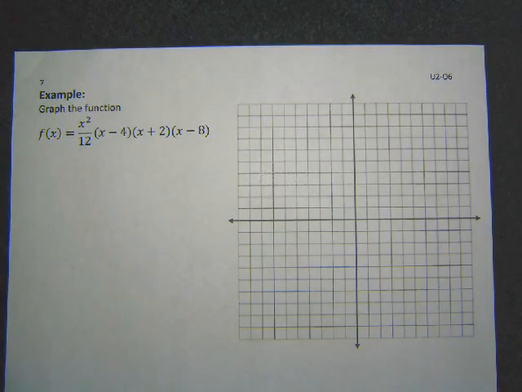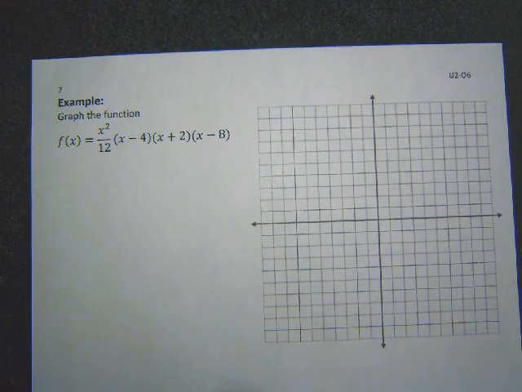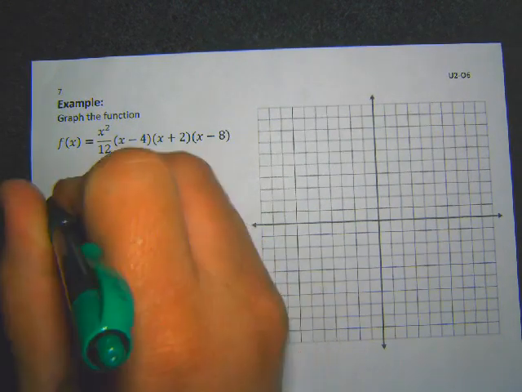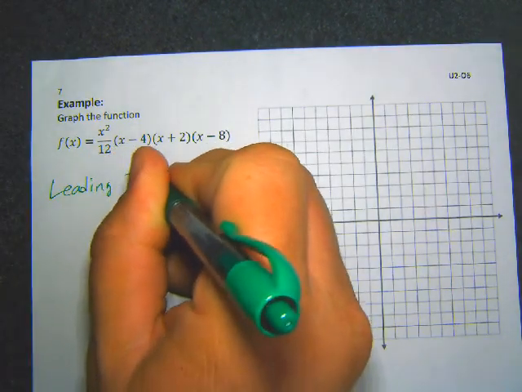Okay, let's graph one more and then we'll be done. So same thing here. We're going to use the same process. First off, let's figure out just what the leading term is. So we'll do the leading term test first, because if we can figure out what's going on with the leading term, then we can kind of figure out what this is going to look like.